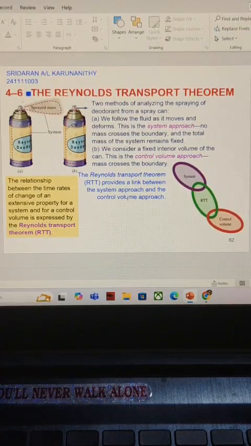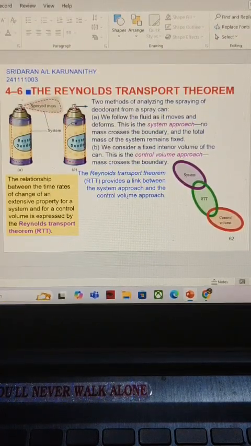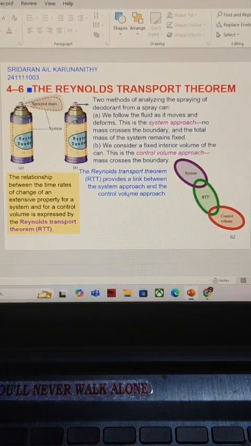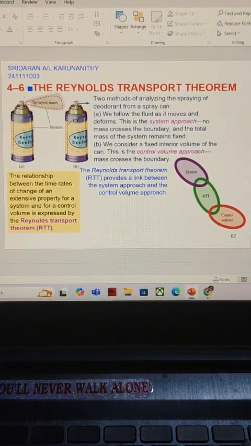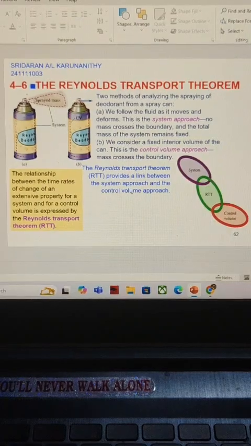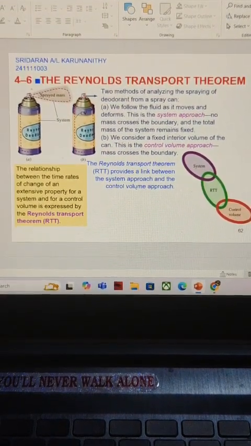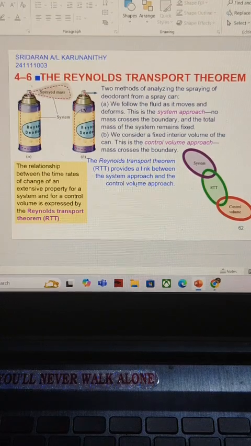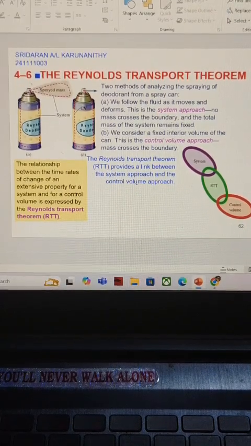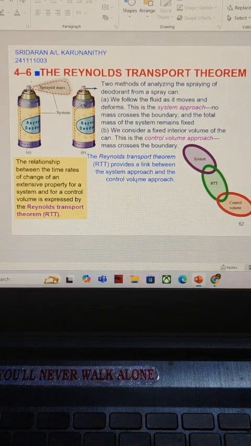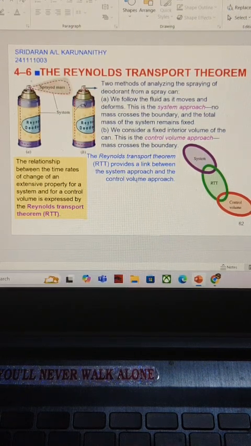The Reynolds transport theorem, or RTT, plays a critical role in fluid dynamics. There are two ways to analyze a fluid system, as illustrated within the deodorant spray example. First, we have the system approach. Here we follow the fluid as it moves and deforms, keeping the system boundaries fixed so that no mass crosses them. This is useful for tracking individual fluid particles.